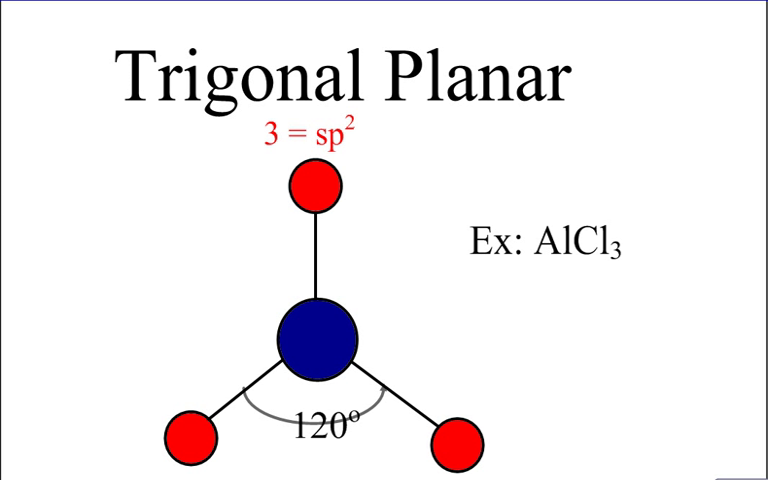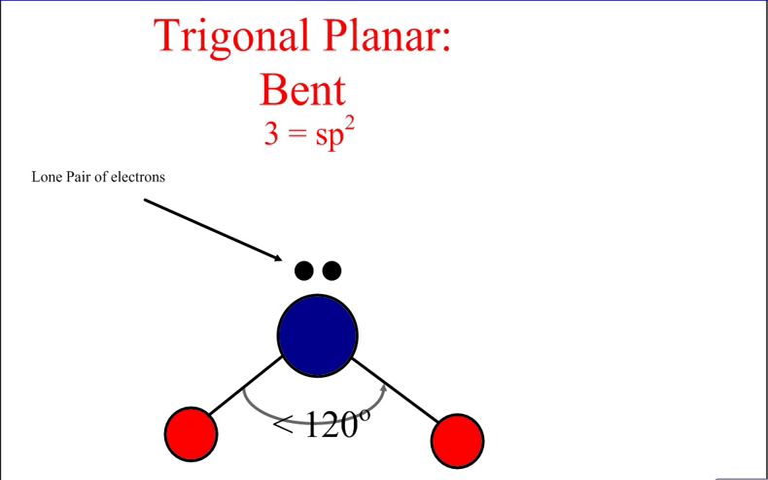Trigonal planar, if we took off one of the bonds off of trigonal planar, we would end up with a bent shape or a V shape. Renee calls it a V shape. I have always seen it called a bent shape. And you replace one of the bonds with a lone pair. There are still 1, 2, 3 sites of electron density.